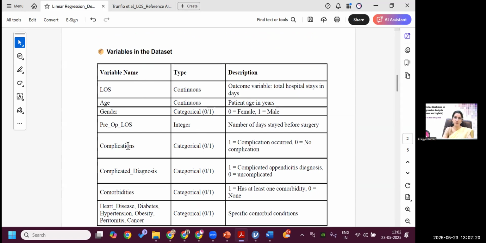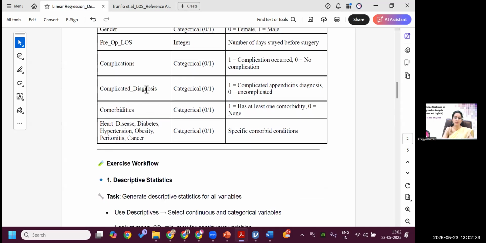Pre-op length of stay is an integer. It is the number of days stayed before surgery. Complications are categorical: 1 for complications occurred and 0 for no complications. And complicated diagnosis, again categorical. This is determined at the time of performing the surgery. So complicated appendicitis diagnosis is 1 and 0 is uncomplicated.